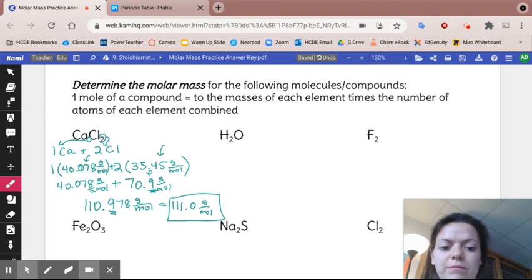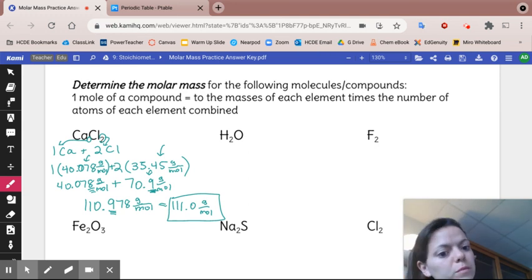All right, your turn. Follow these steps. Substitute in your masses beside the number, however many you have, and go back through that on your own for these next 5 problems. Pause the video and come back when you're done for the next section.